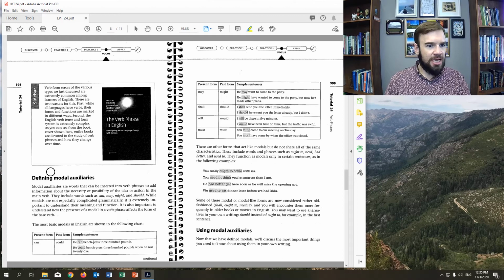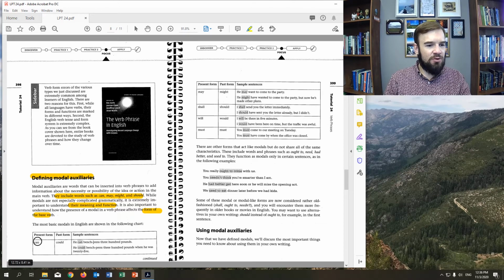But continuing on to 398. So defining modal auxiliaries. Modal auxiliaries are words that can be inserted into verb phrases to add information about the necessity or possibility of the idea or action in the main verb. They include words such as can, may, might, and should. While modals are not especially complicated grammatically, it is extremely important to understand their meaning and their function. It's also important to understand how the presence of a modal in a verb phrase affects the form of the base verb. So the most basic modals in English are shown in the following chart.